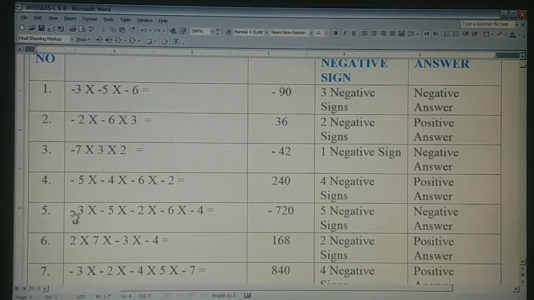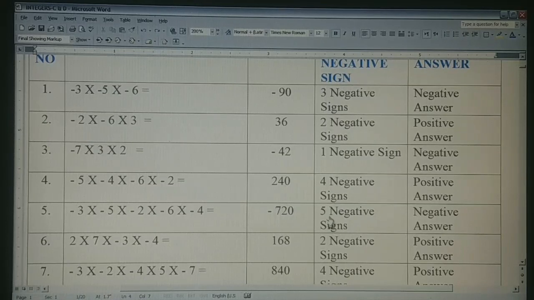In the fifth question, we see minus 3 into minus 5 into minus 2 into minus 6 into minus 4. Now if we count the number of negative signs, there are 5. 1, 2, 3, 4, 5. When there are 5 negative signs, our answer will be negative. So whenever there is an odd number of negative signs, that is 1, 3, 5, 7 and so on, the answer will be negative. And when there is an even number of negative signs, that means 2 negative signs, 4 negative signs, 6 negative signs, then our answer will be positive.